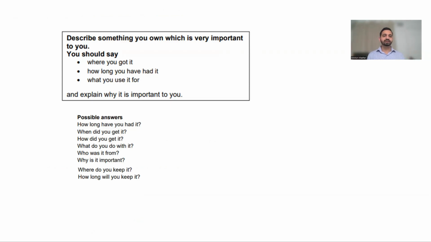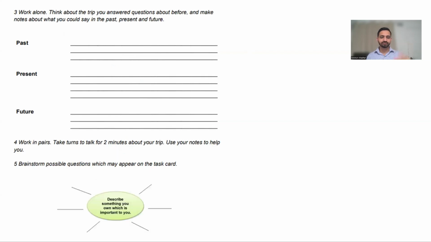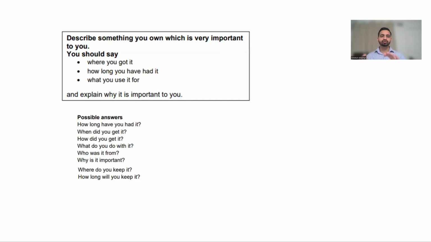So in this type of question, the task card says to you, describe something that you own, which is important to you. So where did you get it, right? So describe something you own, which is very important to you. You should say, this is the card that will be given to you, where you got it, how long you have had it, what you use it for, and explain why it is important to you, right? So what are the answers? What are the types of questions they are asking in this task card?